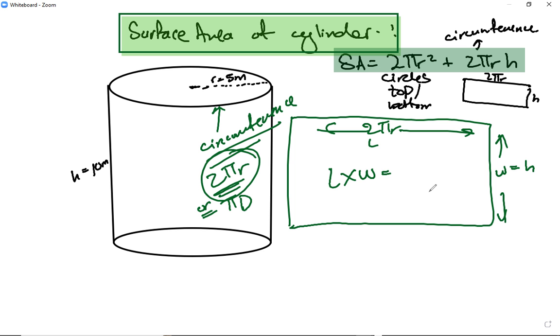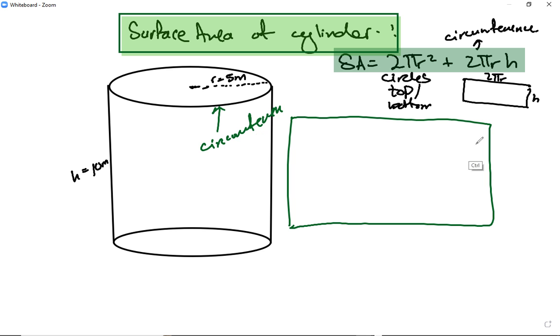And I've got some answers coming through. Well done. Length times width is going to be 2 pi r times h. And that would be the answer that you would get from that. And that's why this is 2 pi r h: 2 pi r is the circumference, and h is the height, which in this case is 10. Let's jump in and substitute into that formula.